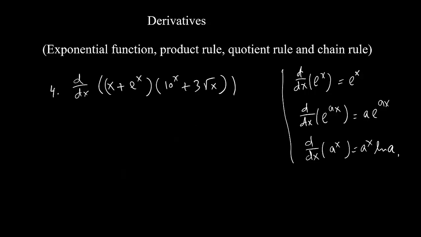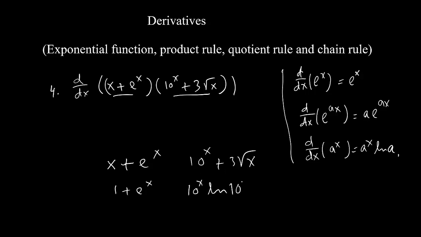Example 4. We see now two functions, one here, another here. So we need to apply product rule. So let me write my functions separated like this: x plus e to the x, then 10 to the x plus 3 square root of x. Now derivative of this part will give me 1 plus e to the x. That one is giving me 10 to the x natural log of 10 plus 3 times the derivative of the square root of x, which we know already, 1 over 2 square root of x.